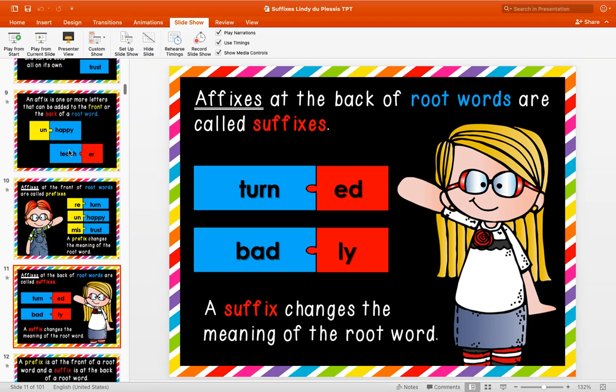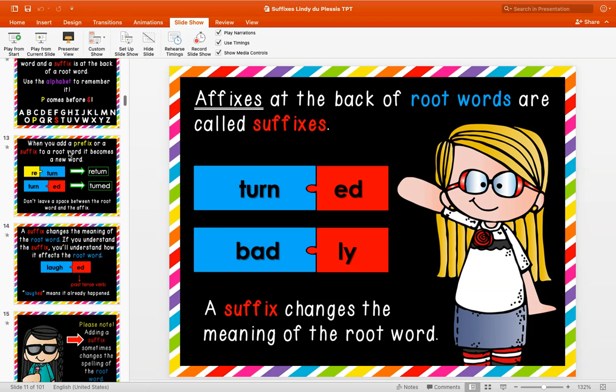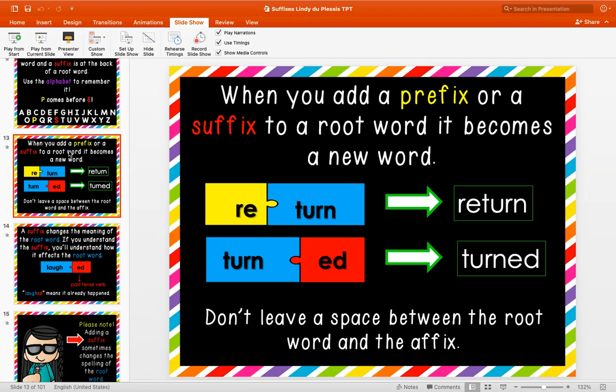Prefixes, we learned, go on the front of a root word. Now, a root word is a base word. It's a basic word. In this example, turn is the base word in both examples here. You can add a prefix on the front, pre meaning before the root word, to change its meaning just slightly. A suffix goes on the back of a root word.